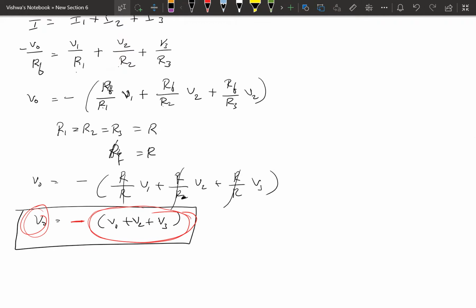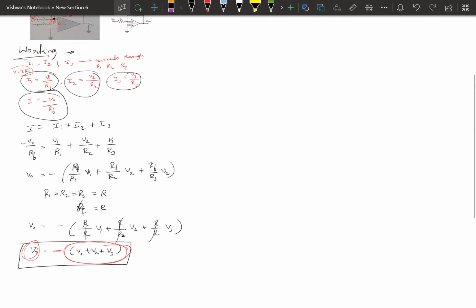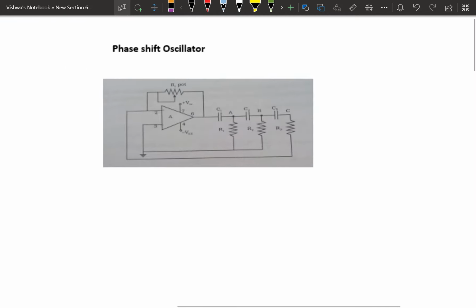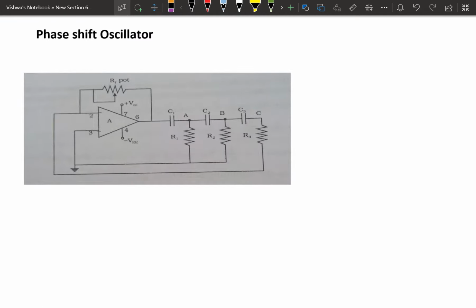Okay, and next, one more application is the phase shift oscillator. Here, the phase shift oscillator consists of an operational amplifier and 3 RC phase shift circuits, or networks, that we call as networks. RC, RC, RC. So these are the 3 phase shift networks.